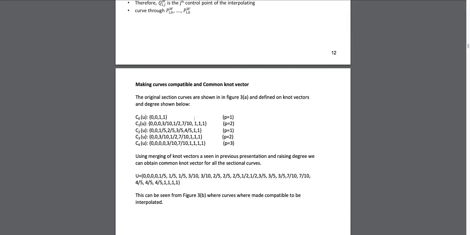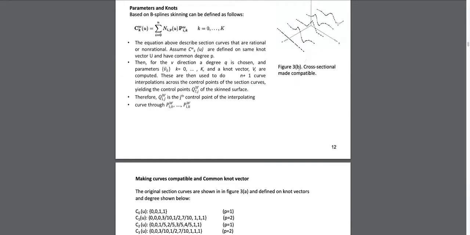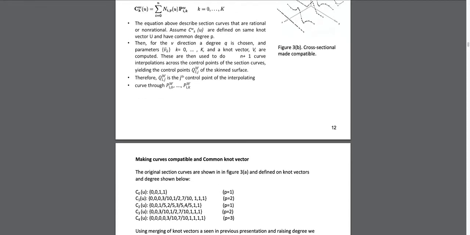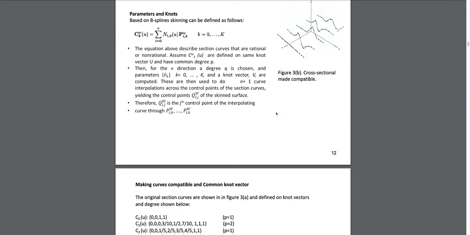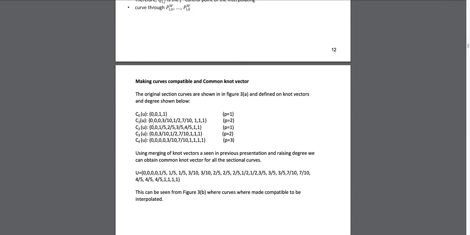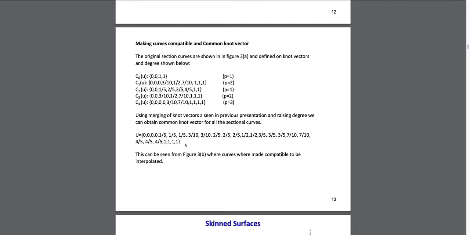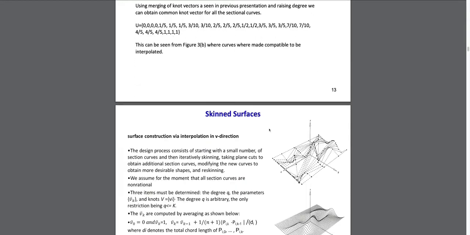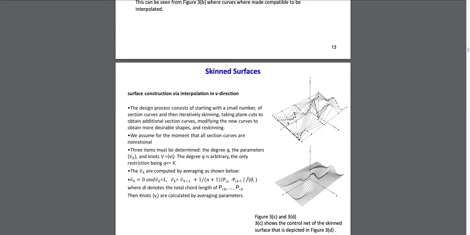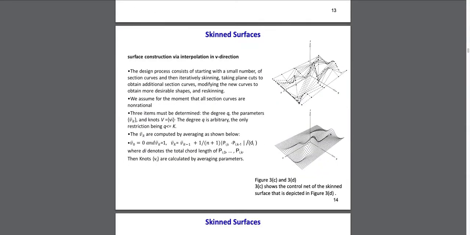Now let us see this with some example. It's the same example, but now we are getting more detailed on what their control points and degrees are and how the resulting interpolation looks. So here are the curves defined: C0, C1, C2, C3, C4 and their respective degrees. By defining them on a common knot vector, we get 22 control points by combining all these knot points. If we do the interpolation, this is the control net we get as a result of this interpolation, and this is finally the skin surface that is generated.